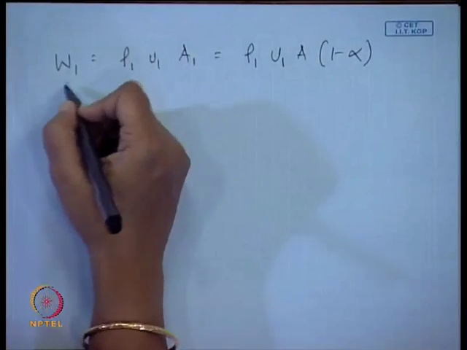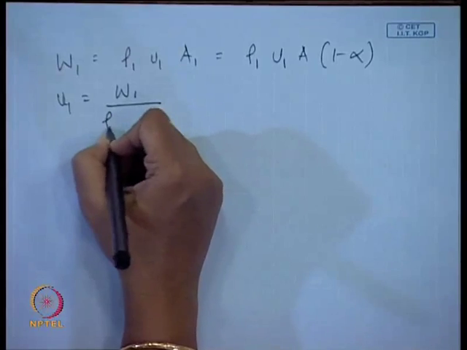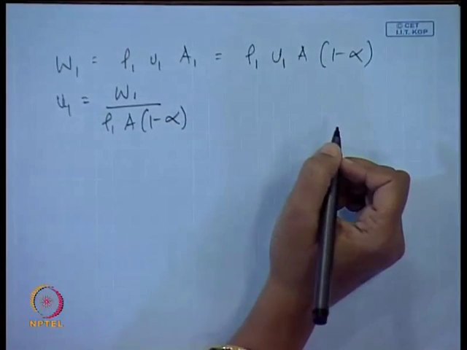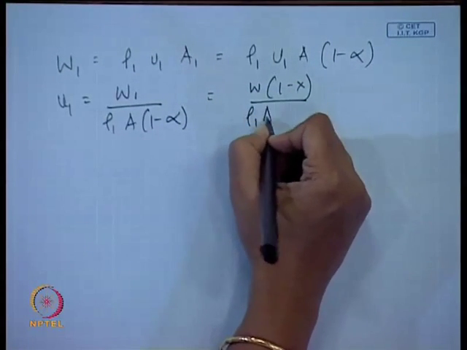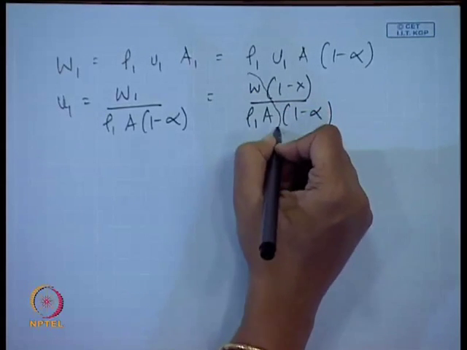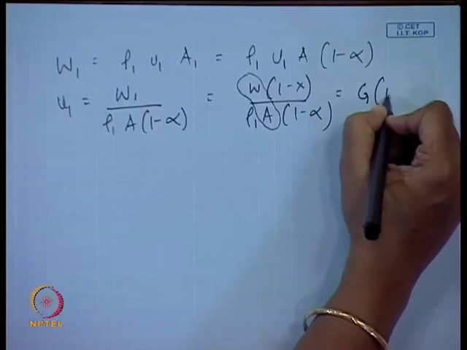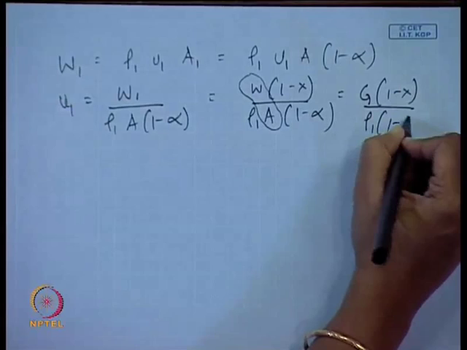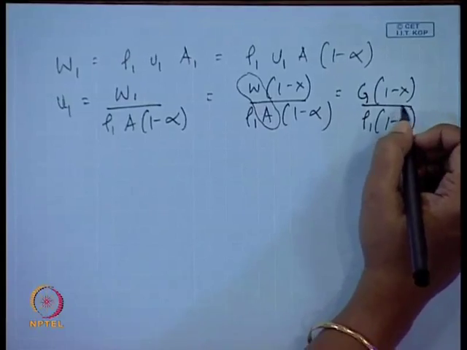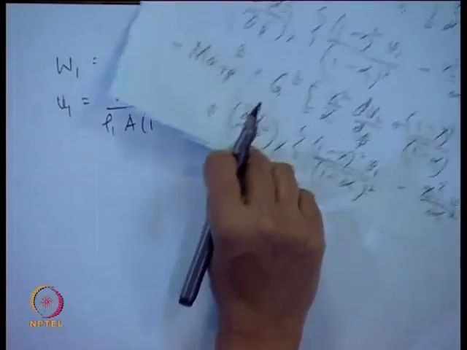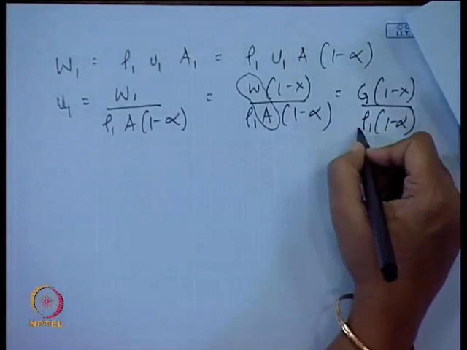Okay. So, from here we can get u1 equals to w1 by rho1 A into (1 minus alpha), or in other words, this is nothing but w into (1 minus x) by rho1 A into (1 minus alpha). Now, we know this w by A is nothing but g. So, therefore, this is g into (1 minus x) by rho1 into (1 minus alpha). See, these things have to be there in your mind very, very thoroughly. Otherwise, it is going to be difficult. Okay. So, therefore, u1 equals to this. So, here we had something like (1 minus x) whole square by (1 minus alpha) square into v1; rho1 means this becomes v1.